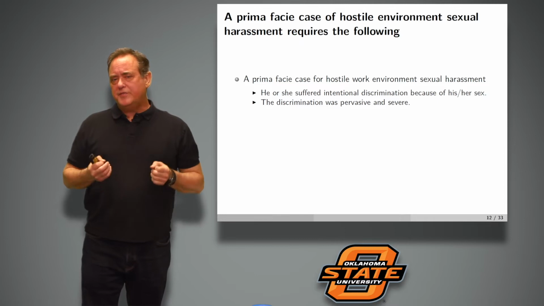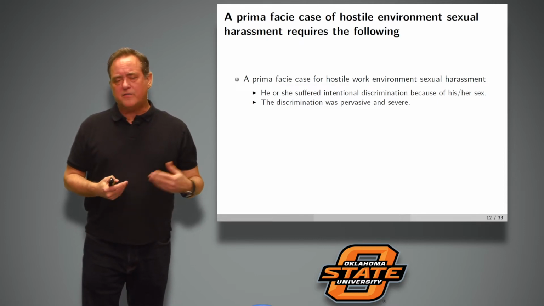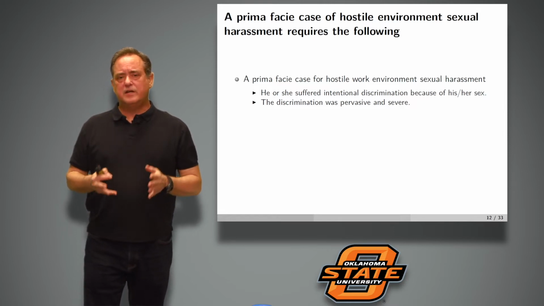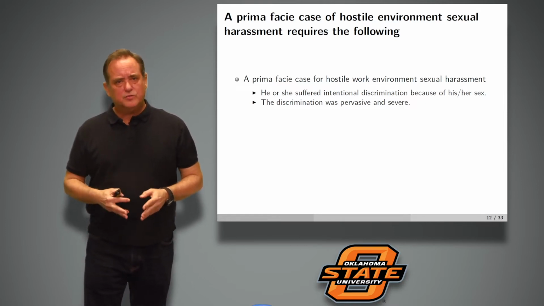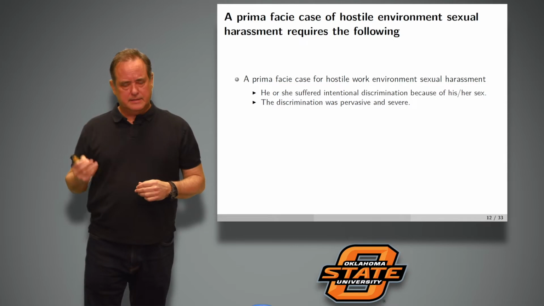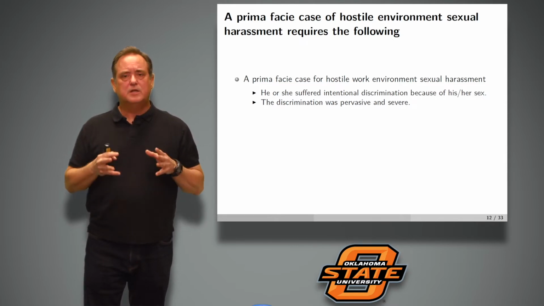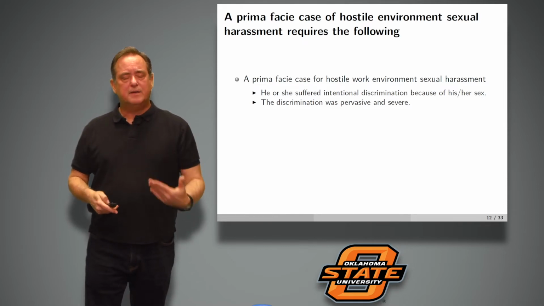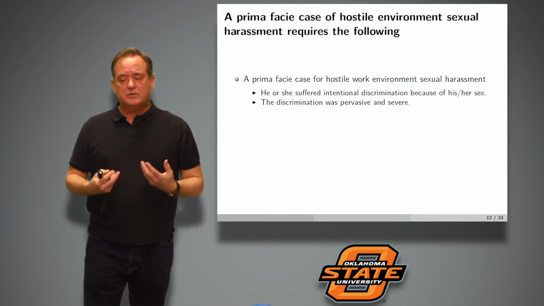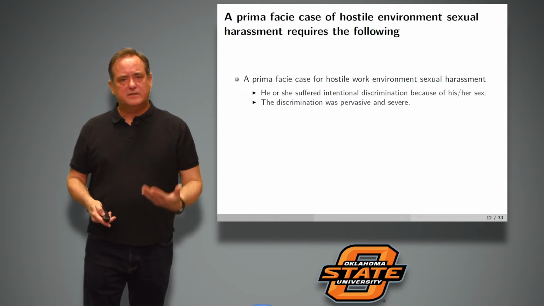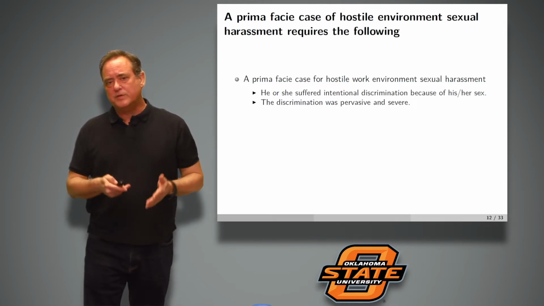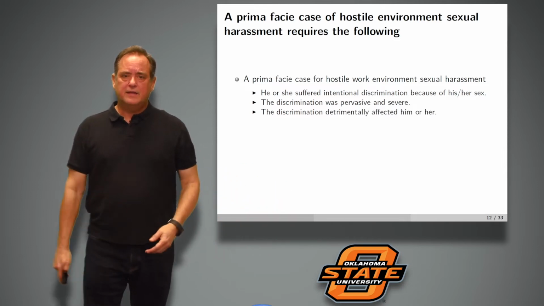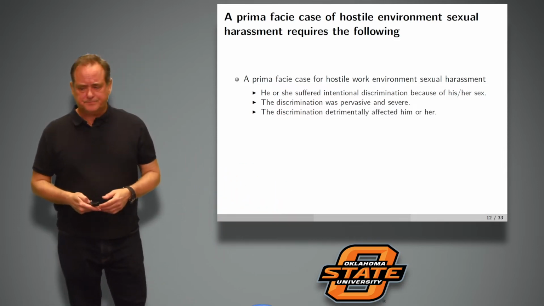You must show that the discrimination was pervasive and severe. Pervasive and severe, we'll talk more about the meaning of those words subsequently to this. But in essence, that's the second step you have to establish. That the discrimination was pervasive and that it was severe. Severe enough that it presented you with different terms and conditions of employment than another party in the office.